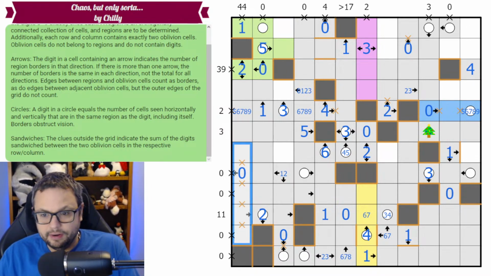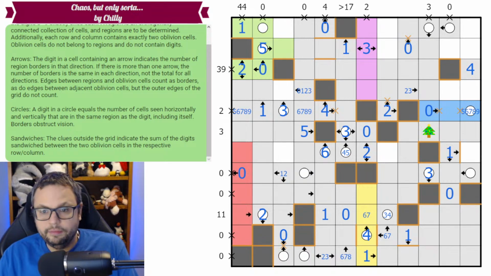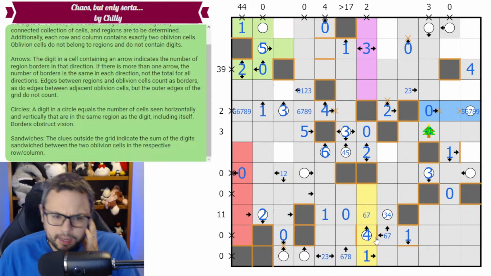This is certainly not any of our existing regions. This region can be red. Can get rid of the orange. Looking at that.